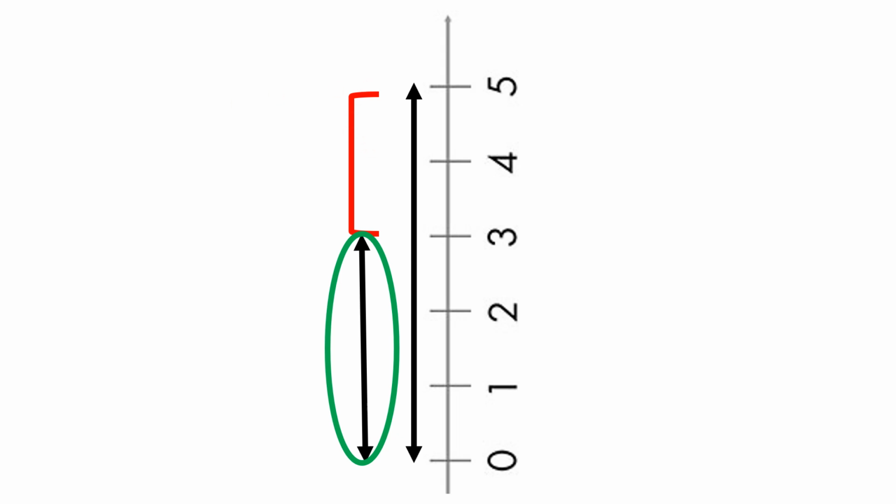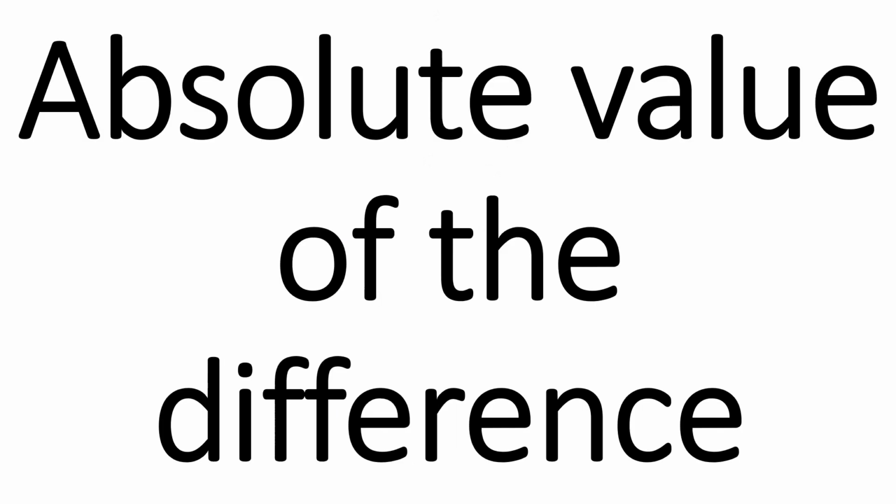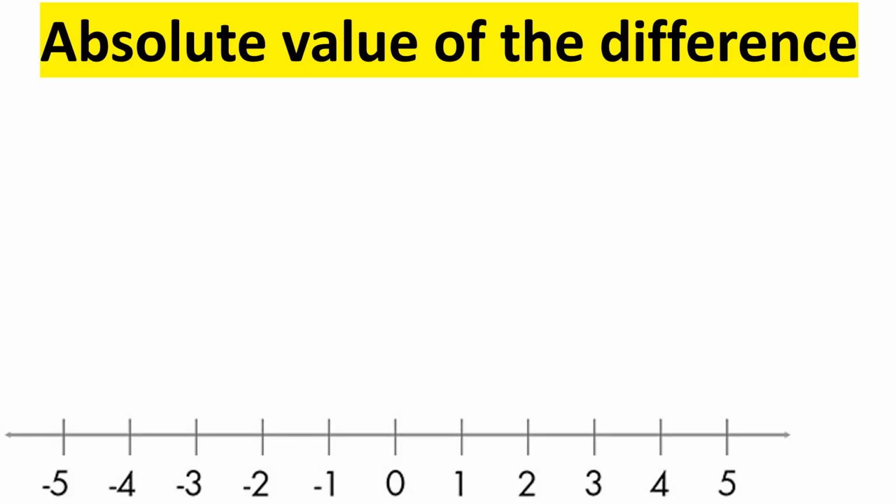So to find the difference between two numbers, put it in absolute and subtract the numbers. So it's the absolute value of the difference. Like in a previous video, we talked about the distance between two numbers. This is the same, but sometimes they might change the question. So what do we mean by the absolute value of the difference?